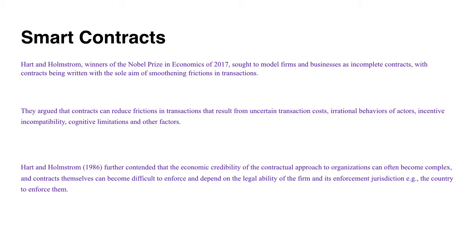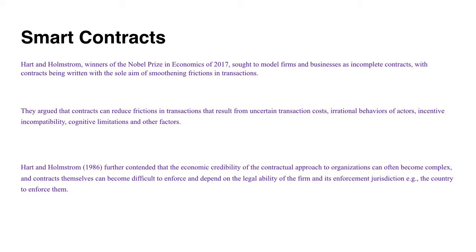Okay, so these scholars argued that contracts reduce frictions in transactions that result from uncertain transaction costs. They reduce irrational behaviors of actors. Like, for example, you know that you're reporting to somebody within the company. Doesn't mean that once you get a job, you start working on your own, right? It also discusses incentive incompatibility. For example, you exactly know what your pay is, what your bonuses are at the end of the year, and so forth. It discusses cognitive limitations. Like, for example, what do you think are the bounds of a person's thinking, right? And how long can a person think on a certain line? And then other factors that are detrimental to businesses happening smoothly.